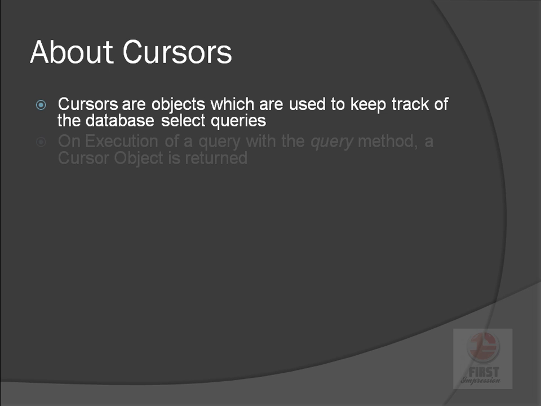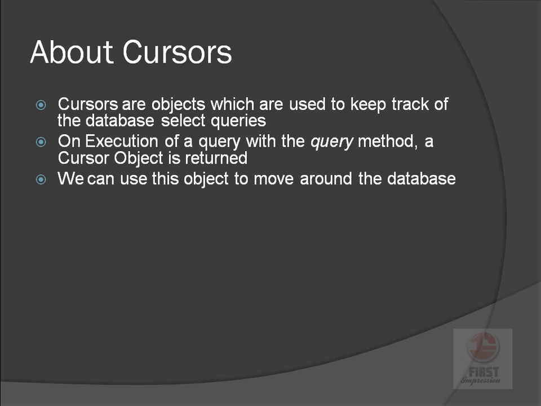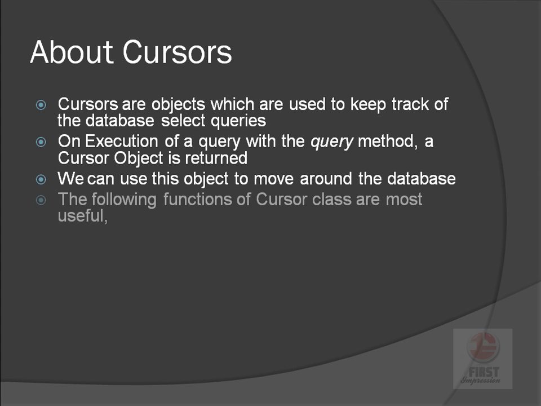So on execution of a query with the query method, a cursor object is returned. We can use this object to move around the database. The following functions of the cursor class are much more important. The first function is called as move to first.